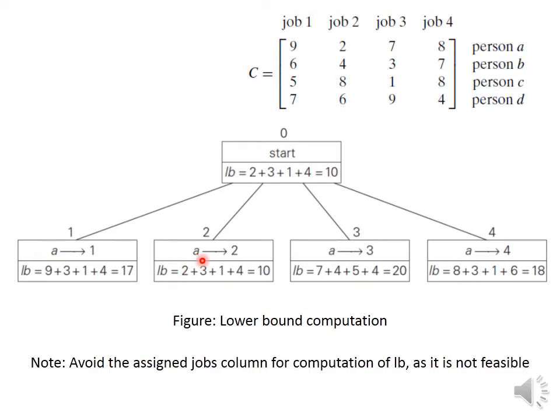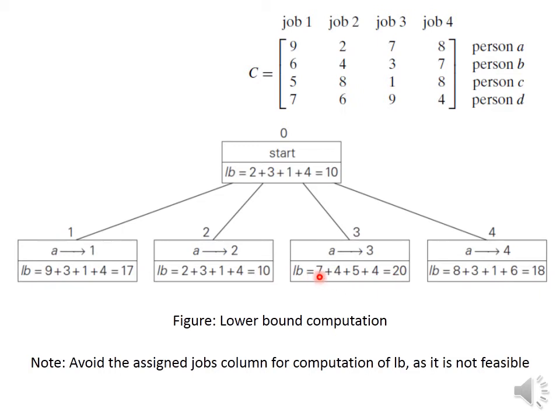Similarly, here suppose A is assigned with job 2. The cost is 2. And for the remaining rows, the minimal values are 3, 1, 4. Overall, the lower bound is 10.